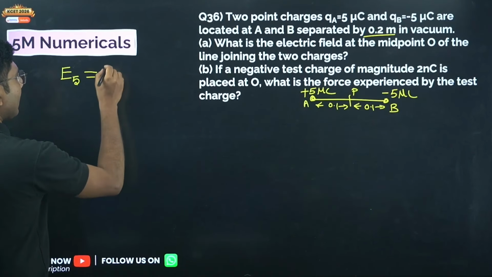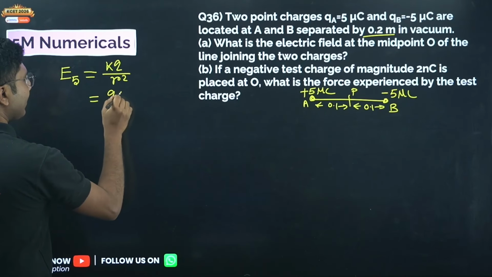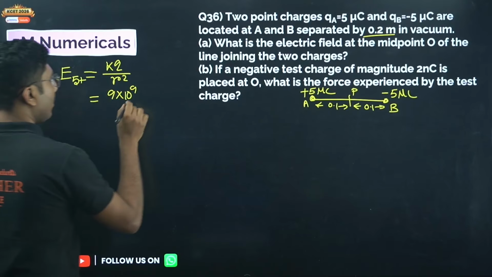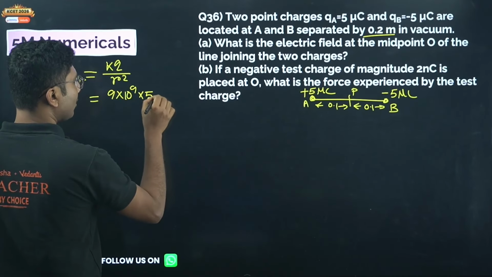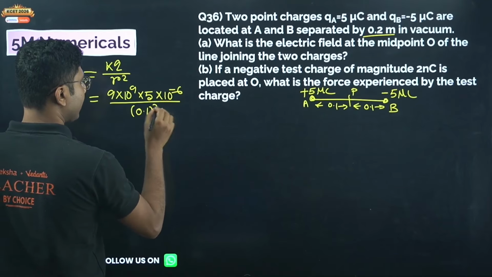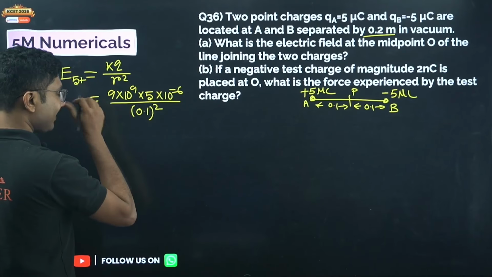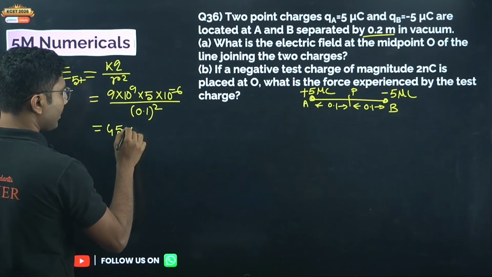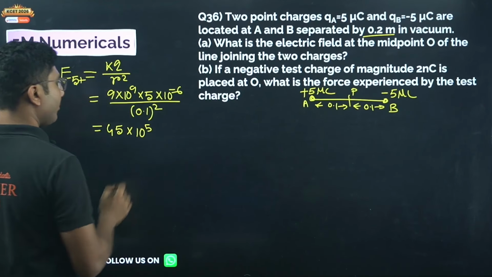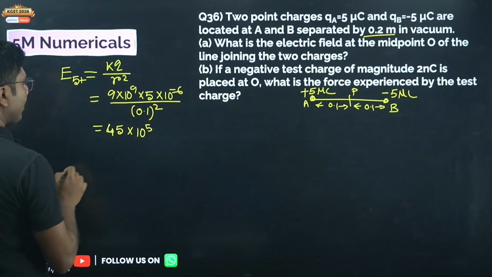K Q by R square. K is 9 into 10 to the power of 9. So say this is plus. Okay, plus 5 micro means 10 to the power of minus 6, and R square is 0.1 whole square. So 5 into 9 is 45, 10 to the power of 9 minus 6 is 10 to the power of 3, and dividing by 0.01 gives 10 to the power of 3 plus 2, so it will be 45 into 10 to the power of 5 is the electric field due to the plus 5.